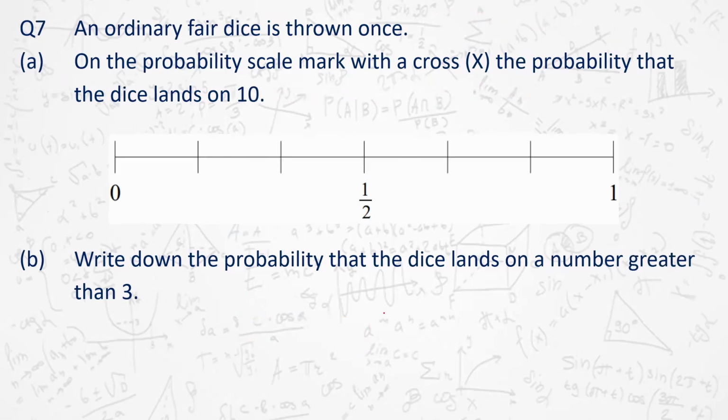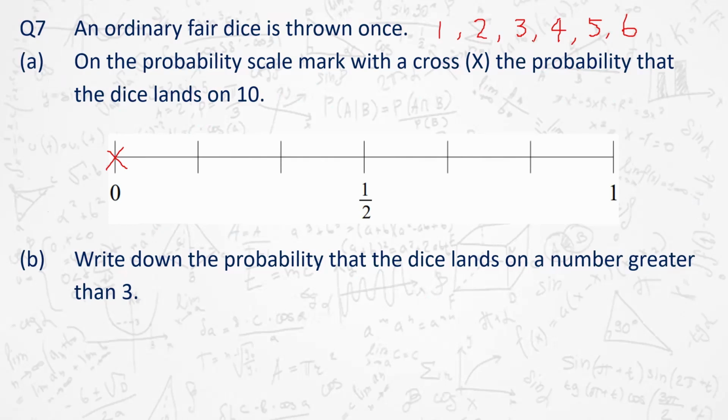Next, we have question 7. Again, an ordinary fair dice is thrown once. The options we have are 6 again: 1, 2, 3, 4, 5, and 6. On the probability scale, mark with a cross the probability that the dice lands on 10. It's not possible because the biggest number we have is 6. Therefore, the probability will be 0. Absolutely no chance.